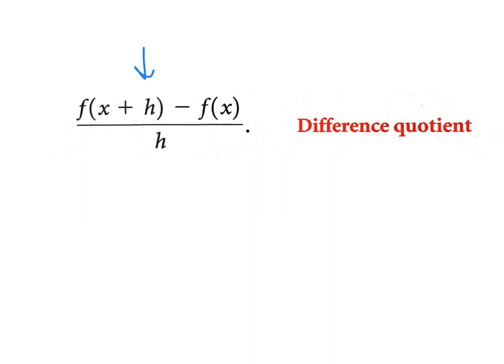Let me show you an example, but remember it's called the difference quotient. f of x plus h minus f of x over h. It actually finds average rate of change in calculus and also the slope of a secant line.